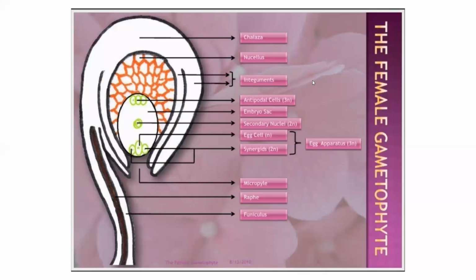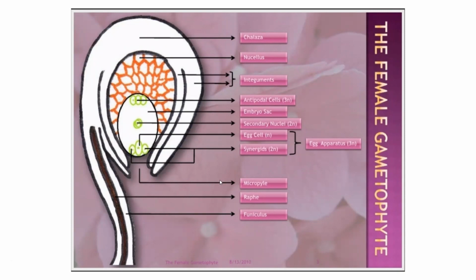Each ovule is attached to the placenta by a small stalk that is called the funiculus. This is the funiculus, the stalk-like structure. The place of attachment of the stalk with the main body of the ovule is called the hilum. This is the hilum part.